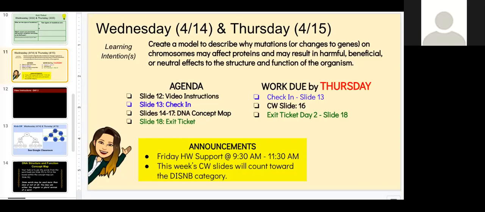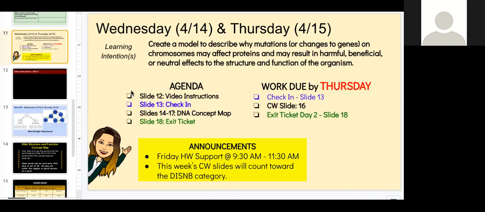Our learning intention for today is to create a model to describe why mutations or changes to genes on chromosomes may affect proteins and may result in harmful, beneficial, or neutral effects to the structure and the function of an organism. Your agenda is on the left and your work due by Thursday is on the right.